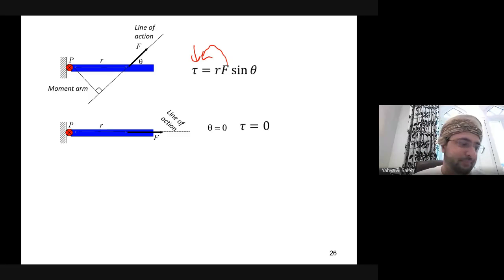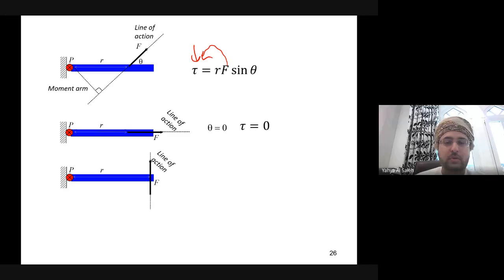Okay. What she said. Okay, the force of the moment, I'm assuming. Okay, what if I have a perpendicular force?